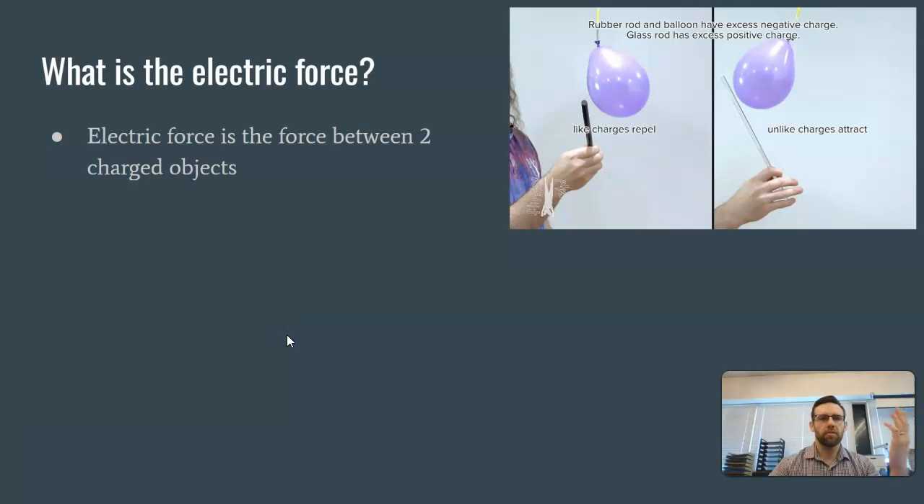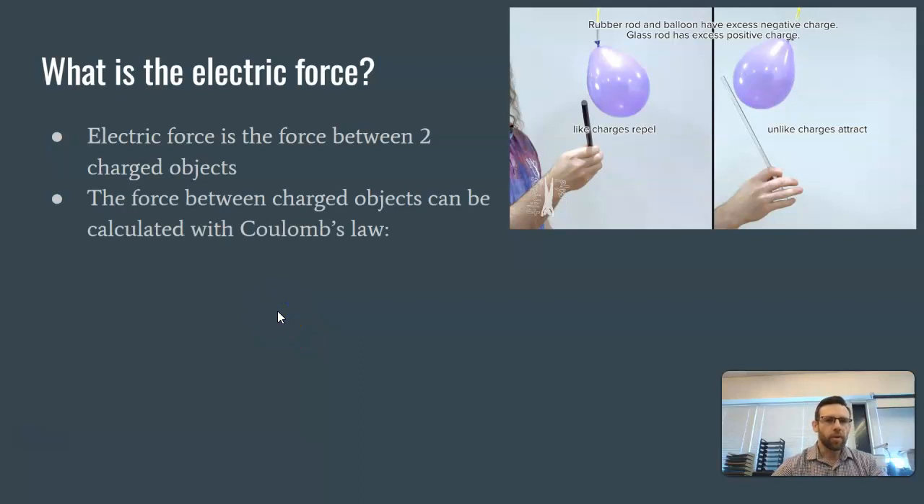And so it could be two charged objects, it could really be multiple charged objects. For our class, we're just going to focus on just two charged objects. We'll try to keep it simple. If you took college level physics, they might want you to calculate things for 3 or 4 charged objects. We'll try to be simple here. And the force between charged objects can be calculated with Coulomb's law.